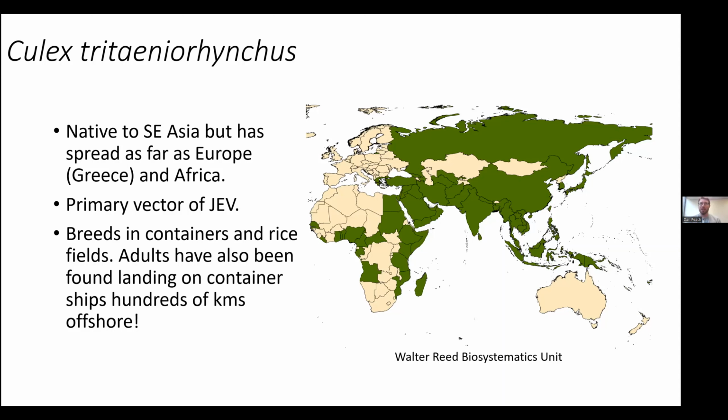And adults also, for whatever reason, turn up on ships hundreds of kilometers offshore. It's thought that they might get up into the air column and then see lights and fly down to them and land. I'm sure to some degree it's also stowaways; adults of this species will hunker down in these ships and then they're found. So it's spreading. It could show up through shipping at some point. I believe it's not shown on this map, but I believe it was recently found in Australia as well.